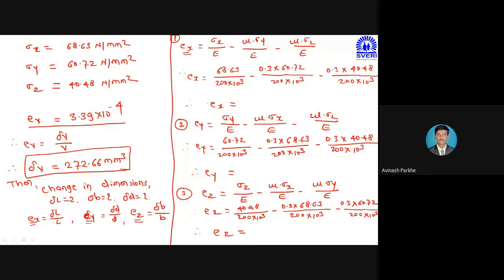Do the calculations properly. Epsilon x is equal to, what is the value of epsilon x? 1.91, 191.85. Tell me properly. 197.35, sir.